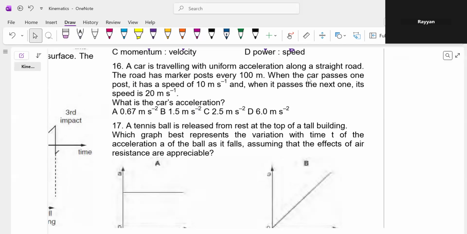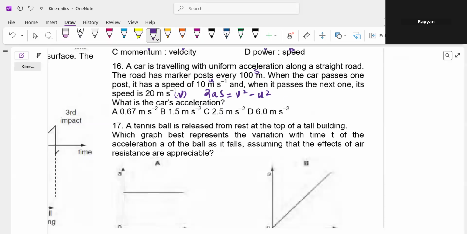Which formula can we use over here? You have two different values. You have this V and this is U, right? And you have the distance S. So basically, we can use the third equation, 2AS equals V square minus U square.